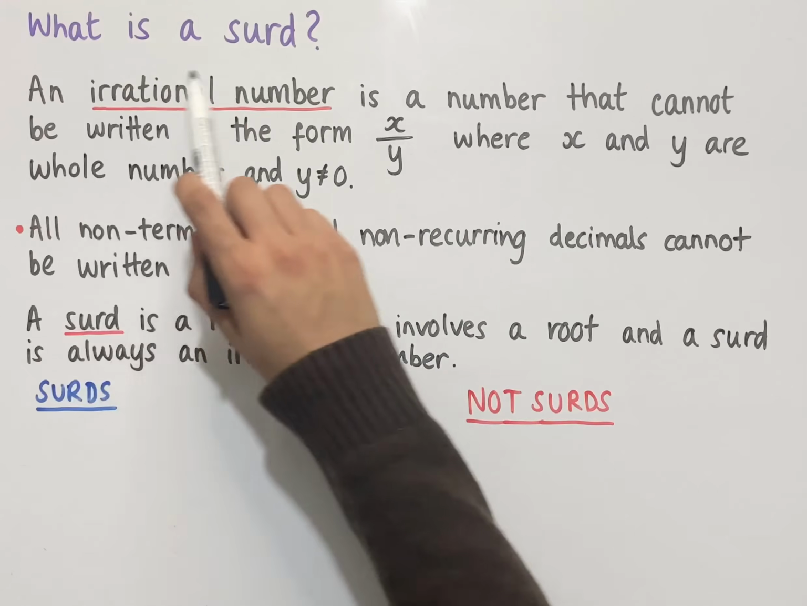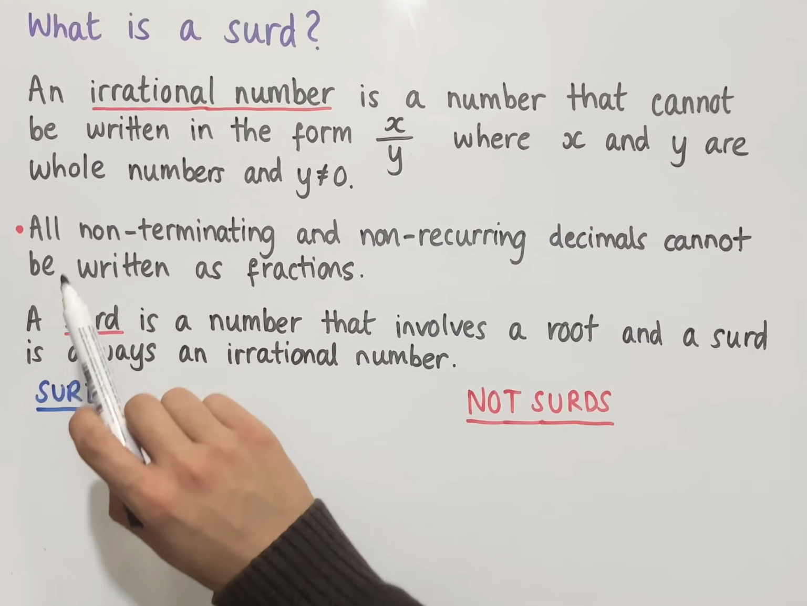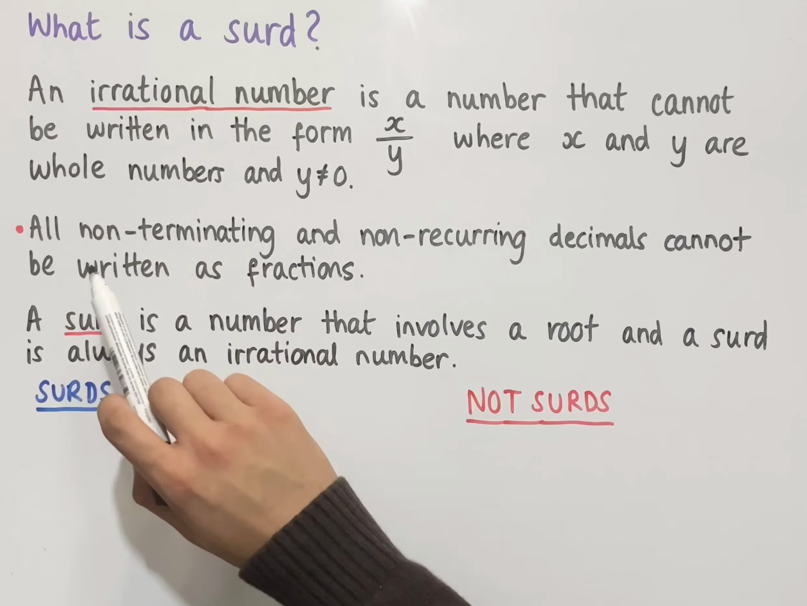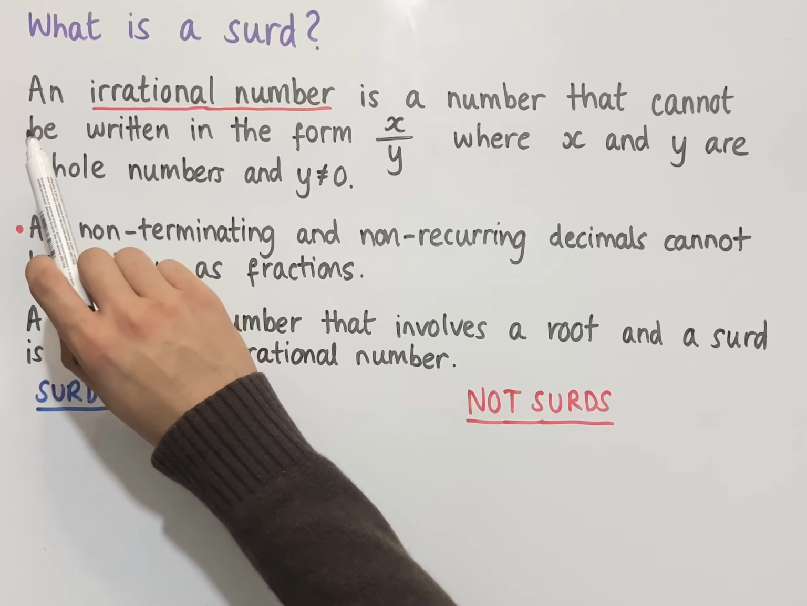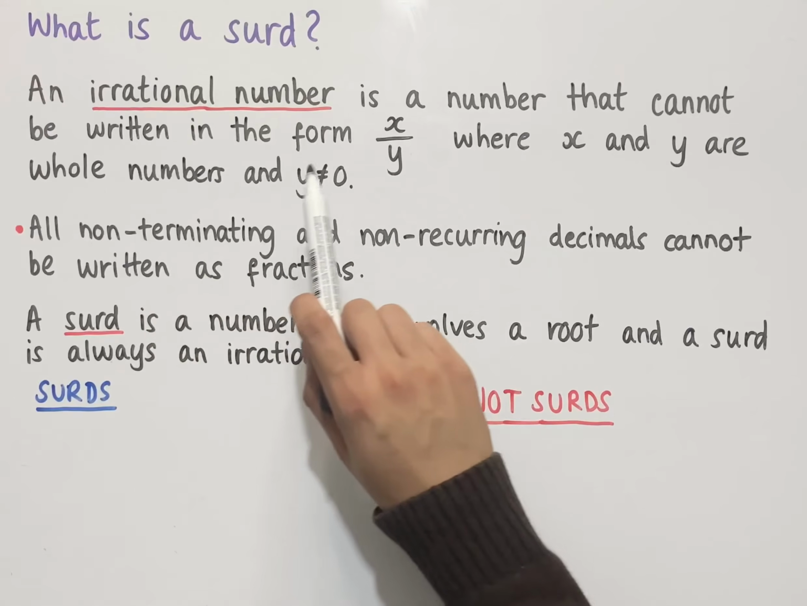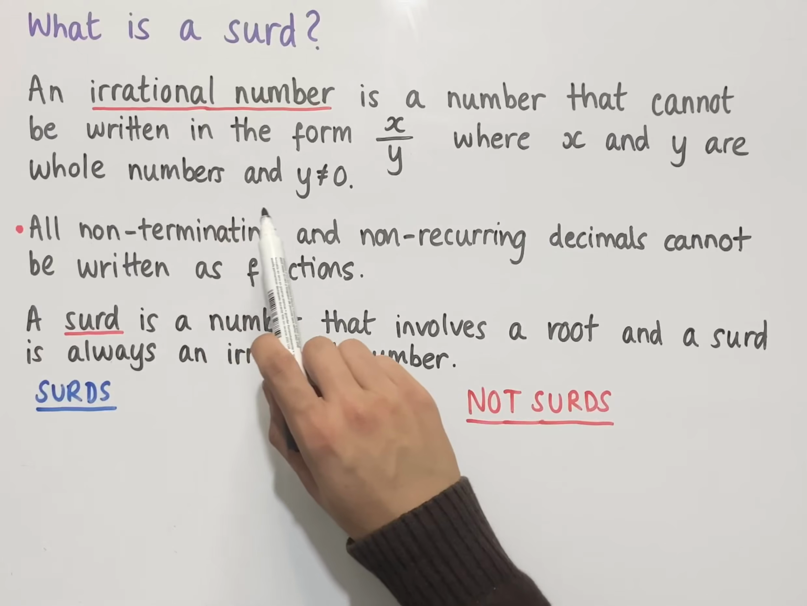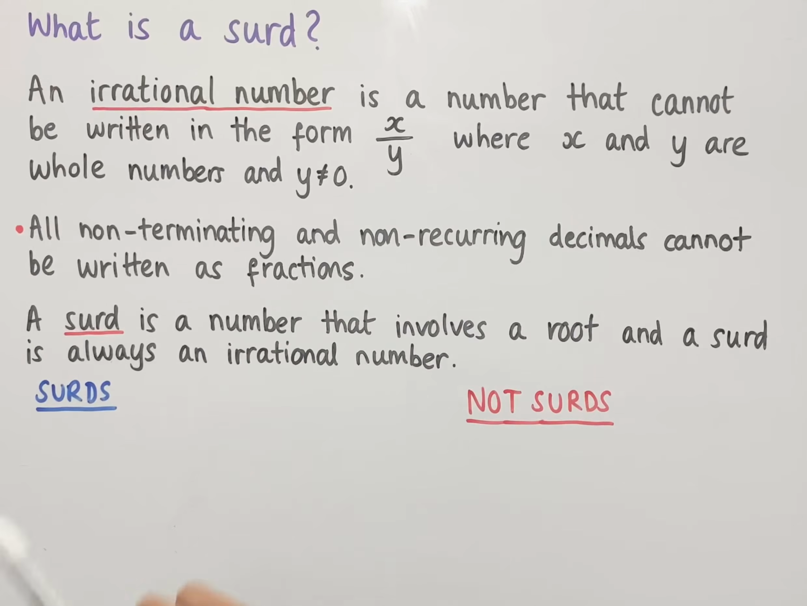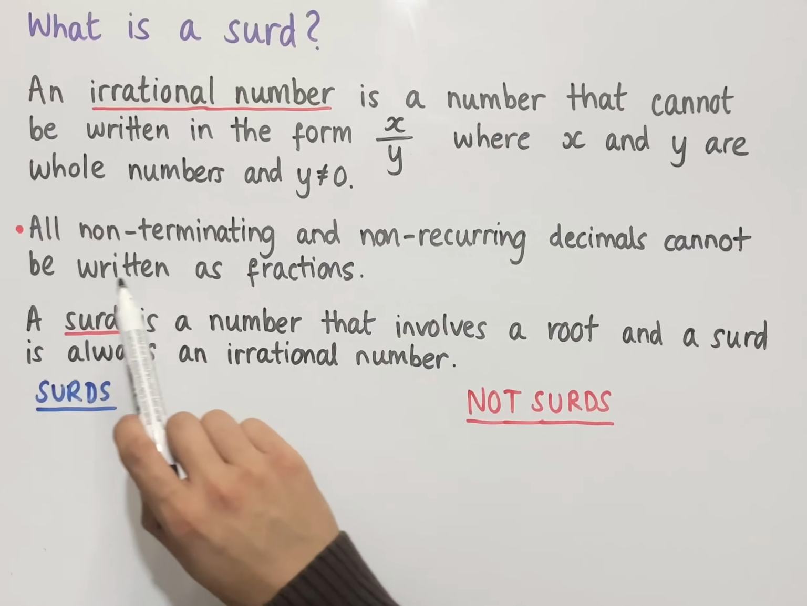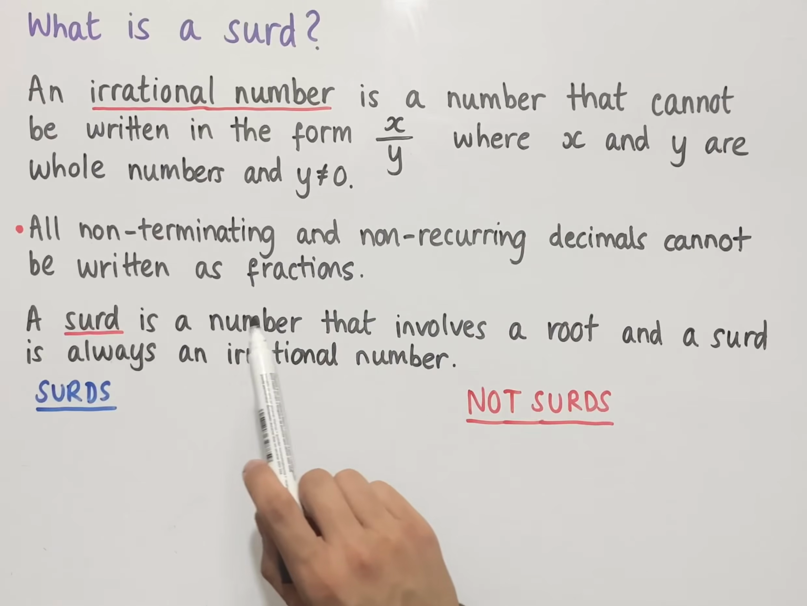Let's look at what a surd is. Before we look at the definition of a surd, we first need to think about these 2 points. The first point is that an irrational number is a number that cannot be written in the form x over y, where x and y are whole numbers and y doesn't equal 0. And also, all non-terminating and non-recurring decimals cannot be written as fractions.